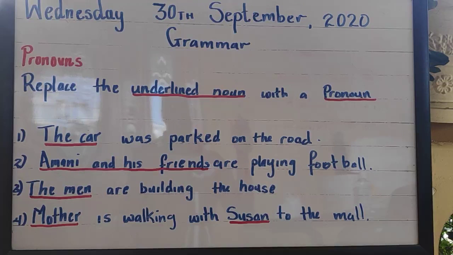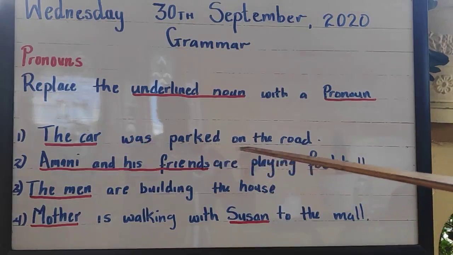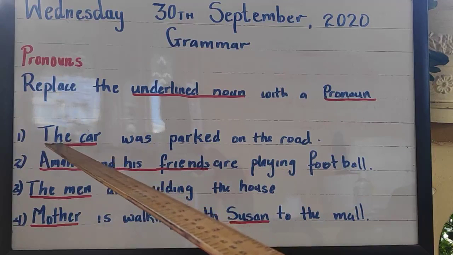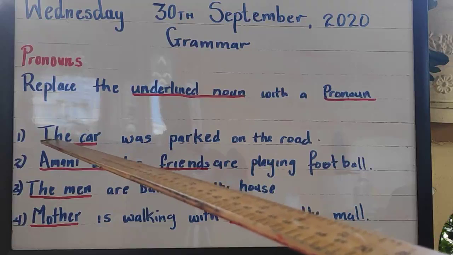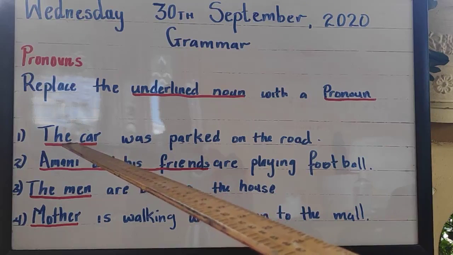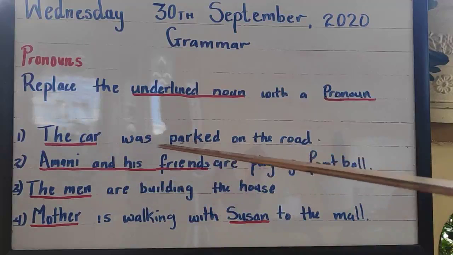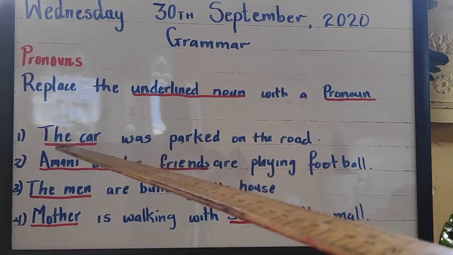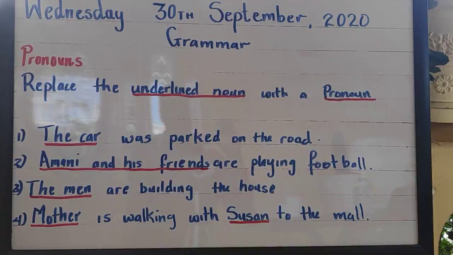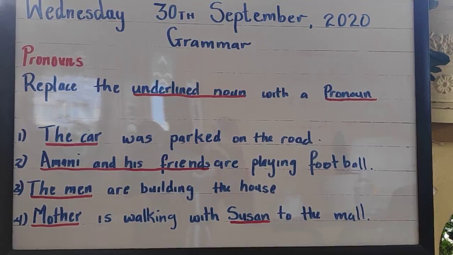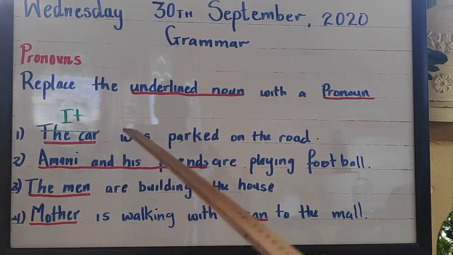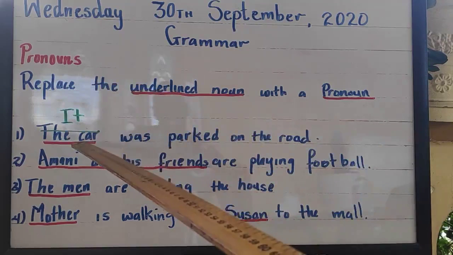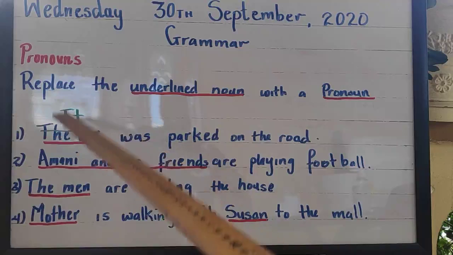Alright, the first one. The car was parked on the road. What pronoun can we use to replace the car? Would you say you? Is it a person? Him? What pronoun would you use here to replace this? Let's think about it. Here we can use it. It was parked on the road. So we use the pronoun it.